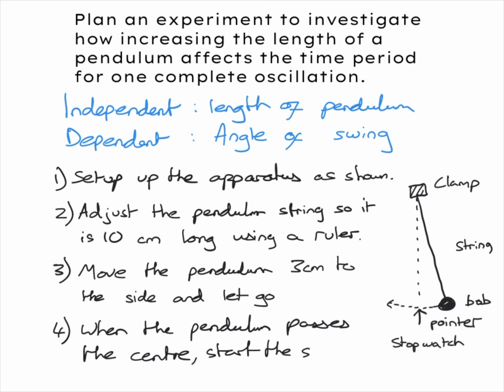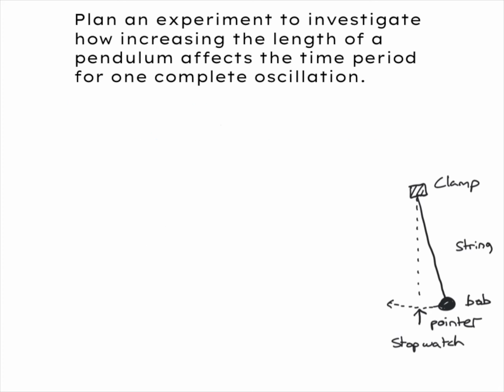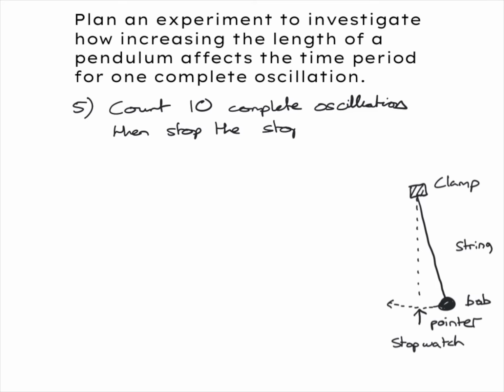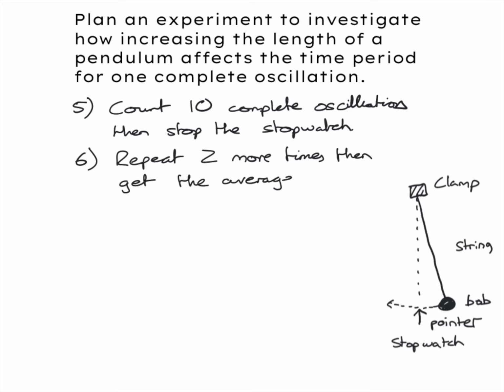When the pendulum passes the center, start the stopwatch. Okay. There. Count 10 complete oscillations and stop the stopwatch. Okay, that's clear. And it's also mentioning the apparatus again. Repeat 2 more times and get an average. Okay, repeating's always a good idea.